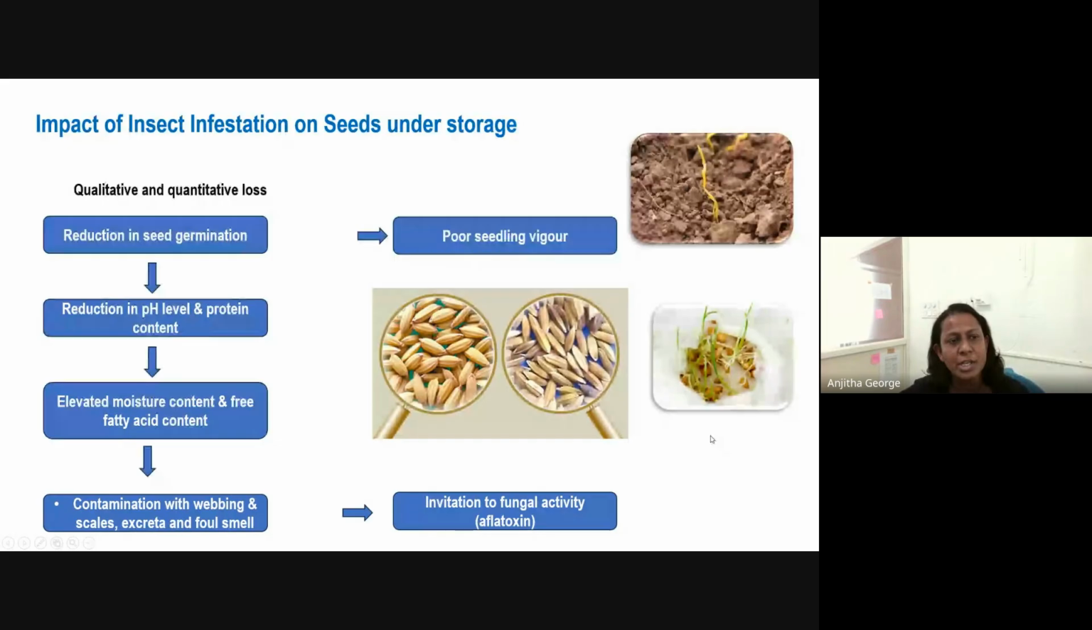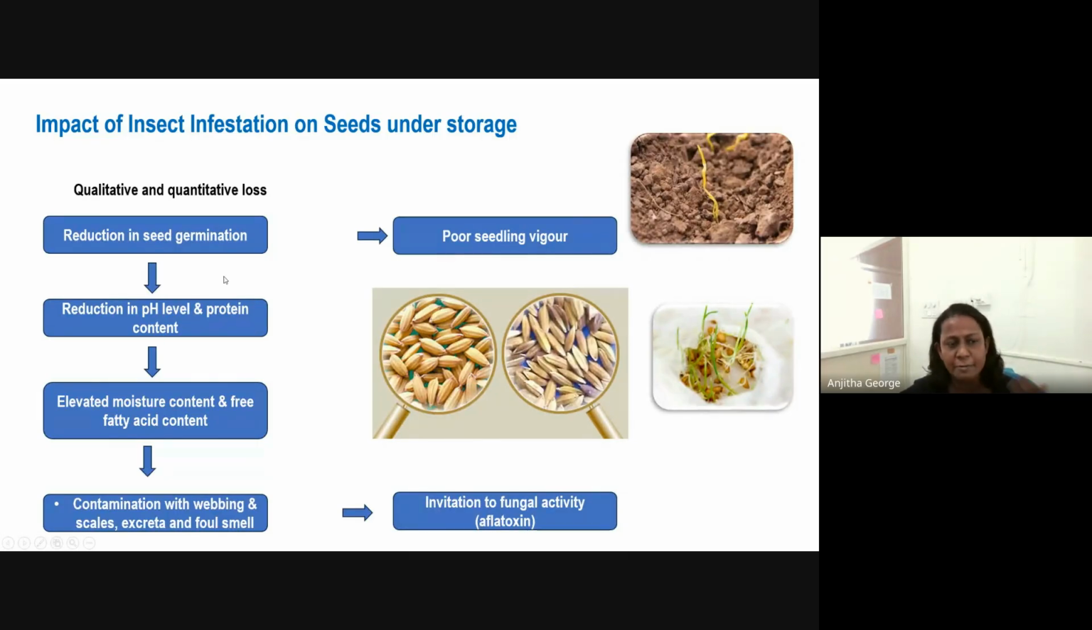So apart from these qualitative and quantitative losses, one of the parameters we as seed people look into is seed germination. If the embryo is intact and the endosperm is also there, it will result in a good seedling. But if the embryo has already been damaged, then there will be no seed germination.